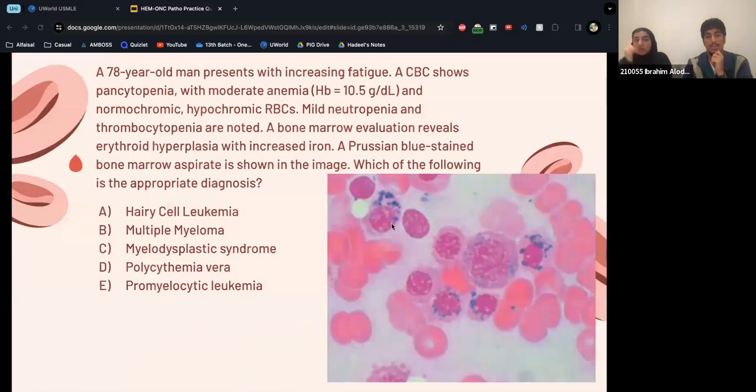All right. A 78-year-old man presents with increasing fatigue. CBC shows pancytopenia with moderate anemia, hemoglobin 10.5, and normochromic, hypochromic RBCs. Mild neutropenia and thrombocytopenia are noted. A bone marrow evaluation reveals erythroid hyperplasia with increased iron. A Prussian blue stained bone marrow aspirate is shown in the image. Which of the following is the appropriate diagnosis?